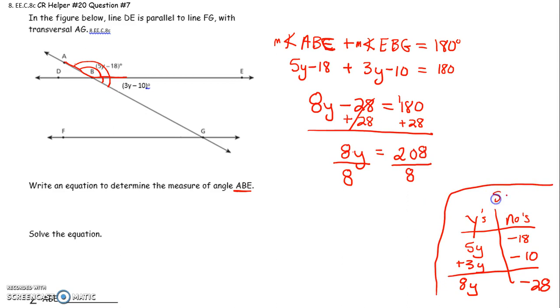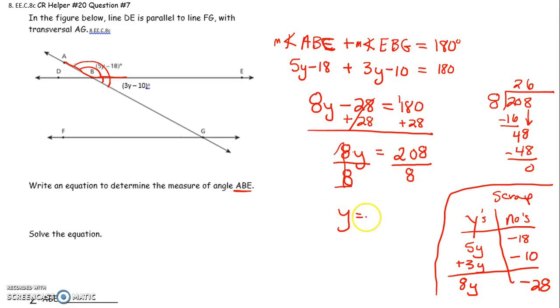This down here is just some scrap work. So 8 divided by 8, fancy form of 1. 1 times y is just y. 208 divided by 8. You have a calculator. I'm going to just long divide it. 8 goes into 20 twice. 2 times 8 is 16. Subtract off. Drag down that 8. 8 goes into 48. 8 times 6 is 48. All right, y must be 26. So y is 26 degrees. This is the equation I'm going to use to help me.